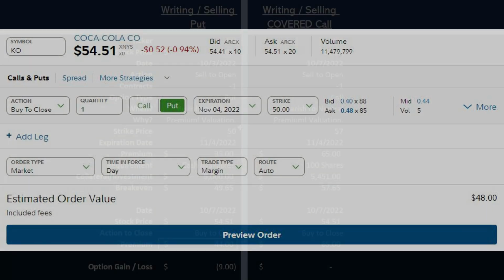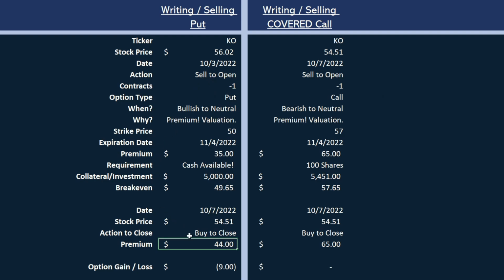So flashback over here. We sold to open, now we want to buy to close and get out of this contract. We can do that. It would cost us $44. So we made $35, now we have to spend $44 to get out of it, and altogether we have an option loss overall of $9 that we lost on this trade.